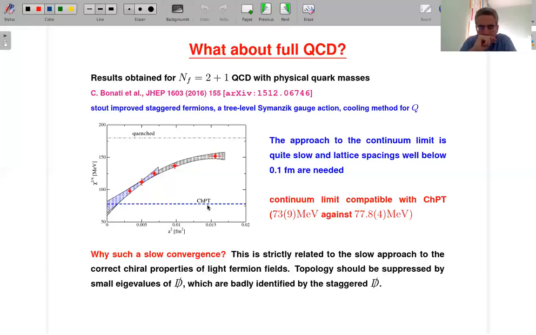And in this picture, I reported the determination that we obtained in this paper for the fourth root of the topological susceptibility as a function of a squared, the lattice spacing squared. So this 0.01 corresponds to a lattice spacing of 0.1 fermi, which is already a quite small lattice spacing. I mean, usually it is taken as the region where you expect that cutoff effects start to be well under control.